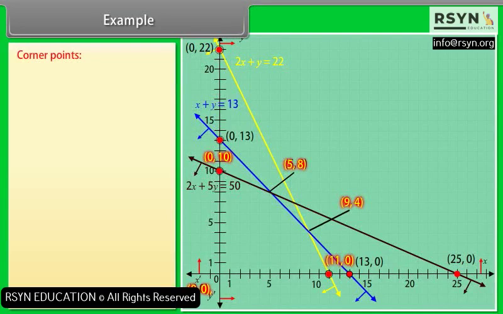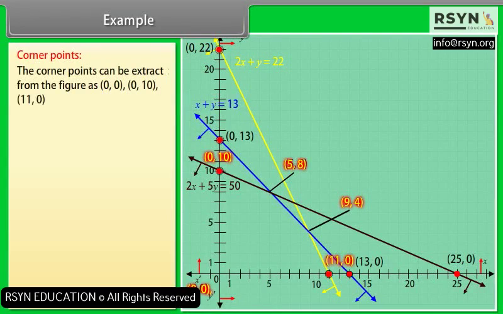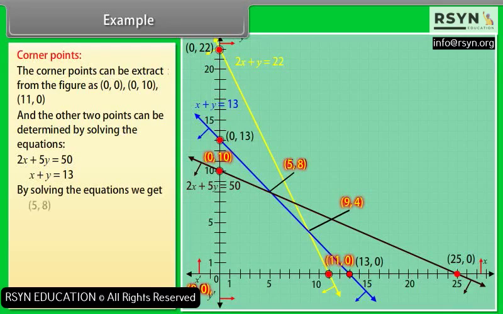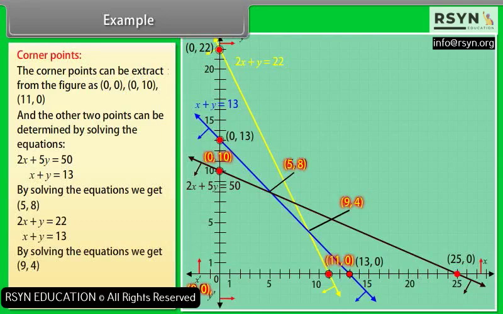Let's find the corner points. The corner points can be extracted from the figure as (0, 0), (0, 10), (11, 0), and the other 2 points can be determined by solving the equations. 2x + 5y = 50 and x + y = 13. By solving the equations, we get (5, 8). 2x + y = 22 and x + y = 13. By solving the equations, we get (9, 4). So, the corner points are (0, 0), (0, 10), (11, 0), (5, 8), (9, 4).